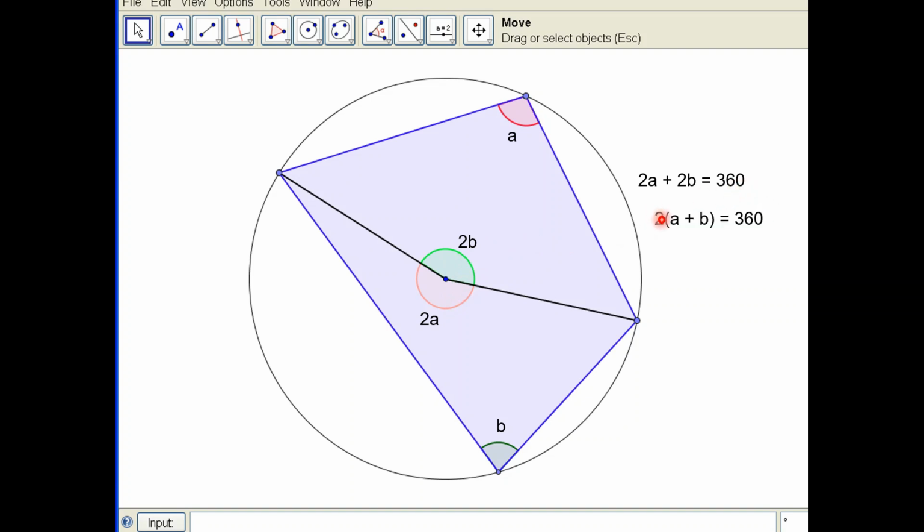Now, if we factorize 2 out, we have 2 times A plus B equals 360 degrees. If we divide by 2, we have A plus B equals 180 degrees. So if we add A plus B, it must give us 180 degrees. Hence, we have proved that the opposite angles of a quadrilateral in a circle sum up to what? 180 degrees.